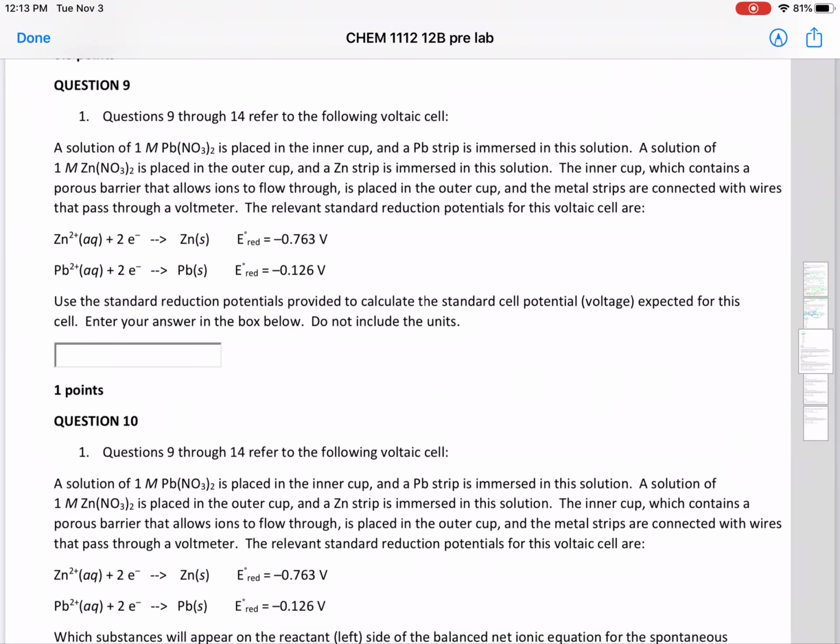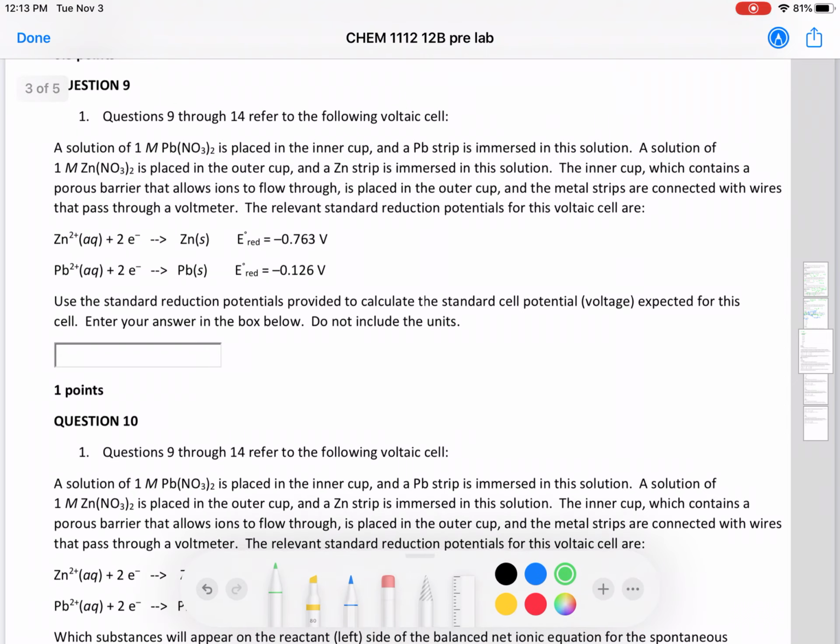Next one: a solution of 1 molar lead nitrate is placed in the inner cup, and you will see this in the virtual video for this lab, how to construct a cell with 2 cups. So you have 2 cups, one is a porcelain cup. A solution of 1 molar lead nitrate is placed in the inner cup, and then the lead strip is immersed in the solution. If the solution is lead, your electrode is also going to be a lead electrode inside.